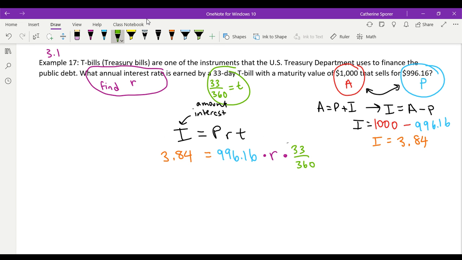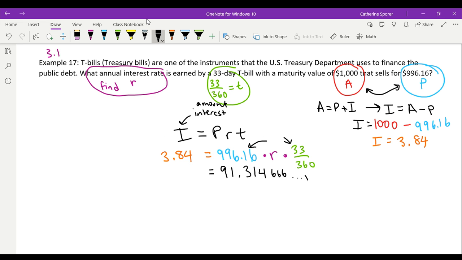Okay. So there are a couple things we could do from here. We could go ahead and divide by the 996.16, or since all these numbers are multiplied, we can go ahead and multiply these two numbers together to get the coefficient of R. So if we multiply those two numbers together, that is 996.16 times 33 over 360. We get 91.314, repeating. So a lot of sixes.